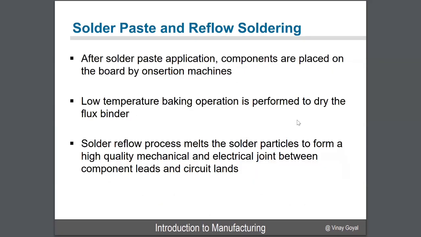After solder paste application, the components are placed on the board by insertion machines. You have a low temperature baking operation that's performed to dry the flux binder. And then you're going to do a reflow process. And that's done to form a higher quality mechanical and electrical joint between the leads and the circuit lands.